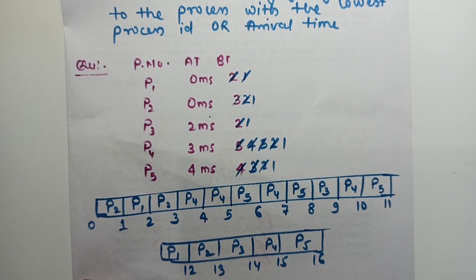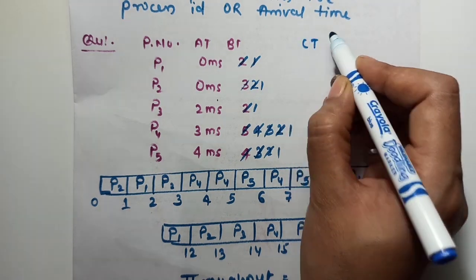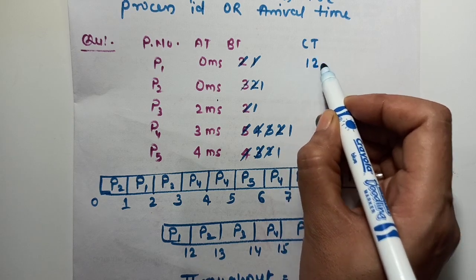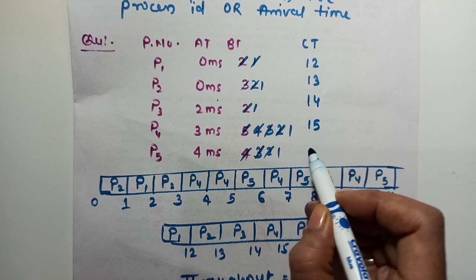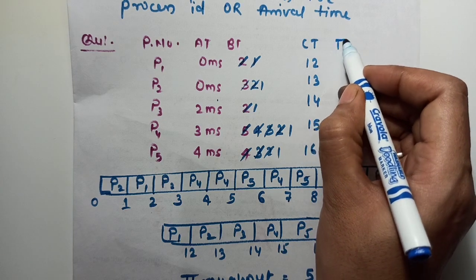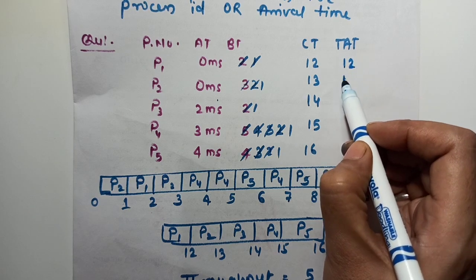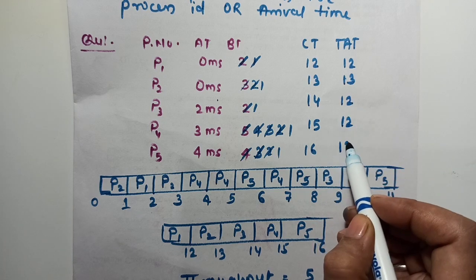ठीक है, यहाँ पे एवरेज वेटिंग टाइम, एवरेज टर्न अराउंड हम सब निकाल लेते हैं. तो पहले कंप्लीशन टाइम निकालते हैं. व्हाट इज़ द कंप्लीशन टाइम ऑफ प्रोसेस P1? इट इज़ कंप्लीटिंग एट टाइम 12, 13, 14, 15, 16. दिस इज द कंप्लीशन टाइम. व्हाट इज़ द टर्न अराउंड टाइम? कंप्लीशन टाइम माइनस अराइवल टाइम, दैट इज 12, इट इज़ 13, 12, 12, 12.